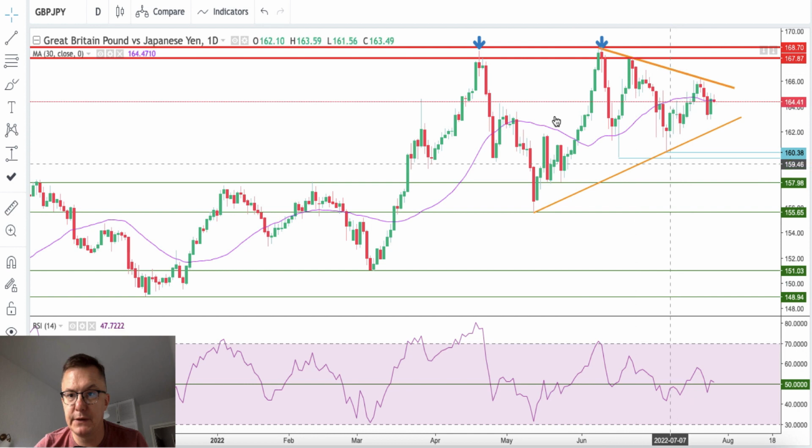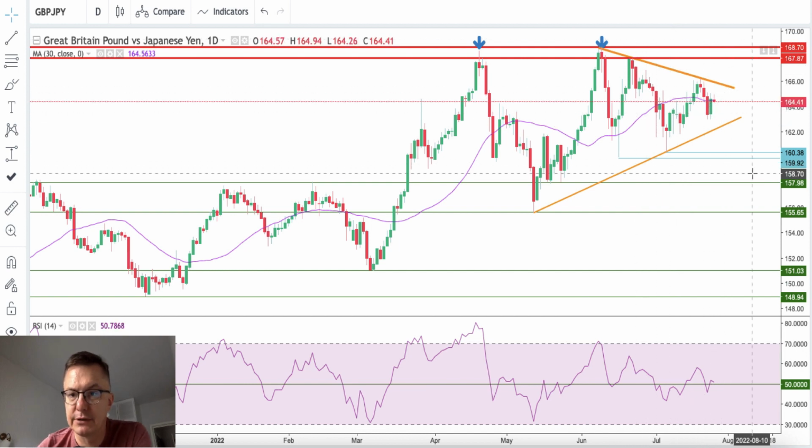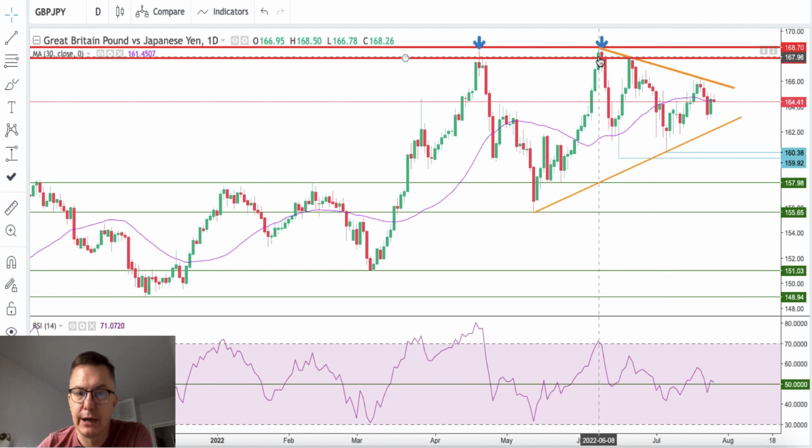That might be a big triangle, so we should expect a breakout to the upside. However, if we break to the downside, that means the double top has a greater potential, and we can go as low as 151 or 148 even, right? So please keep an eye on this situation as well. That's everything from me for today.